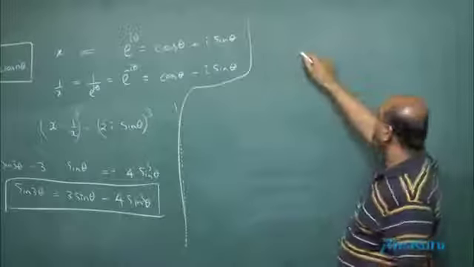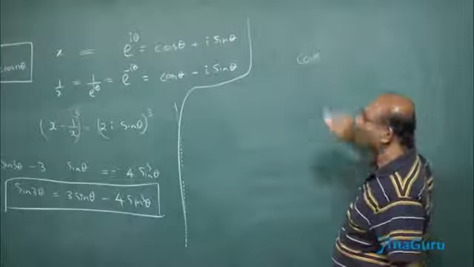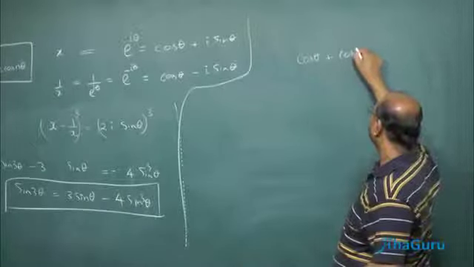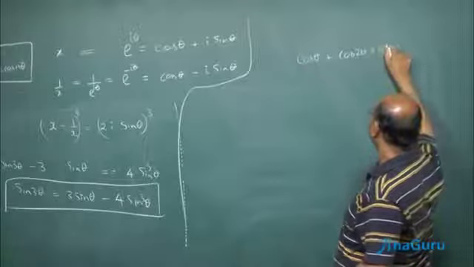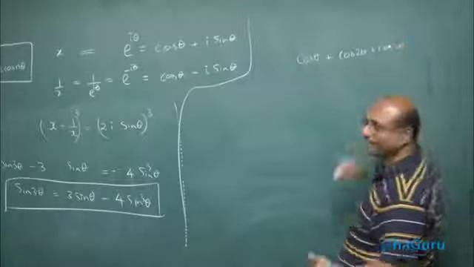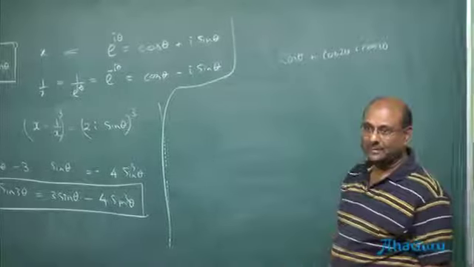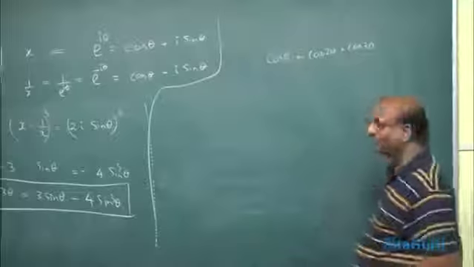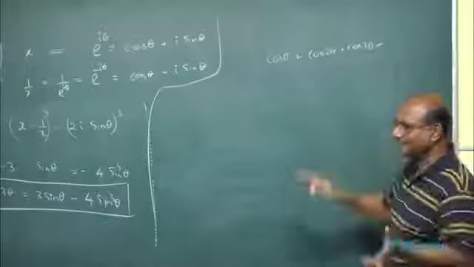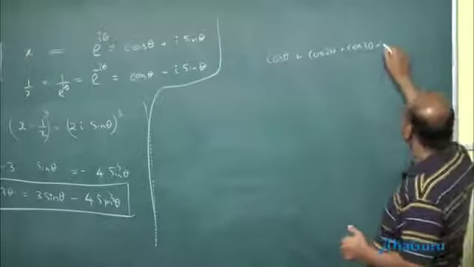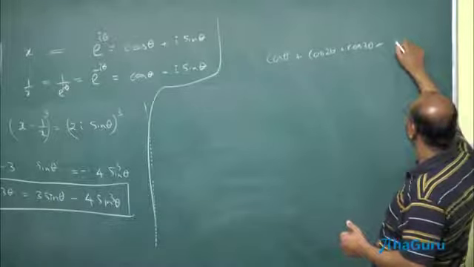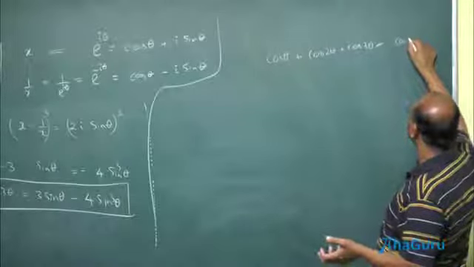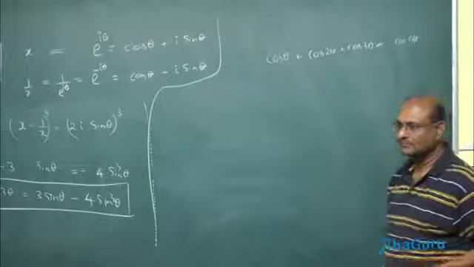Suppose somebody decides to ask you something like this. Hey, I want to know what is cos theta plus cos 2 theta plus cos 3 theta. You can also calculate it by multiplying and dividing by sine of common difference by 2. So that trick you know, right? But let us assume that I forgot the trick. Let us say I want to continue up to cos n theta.